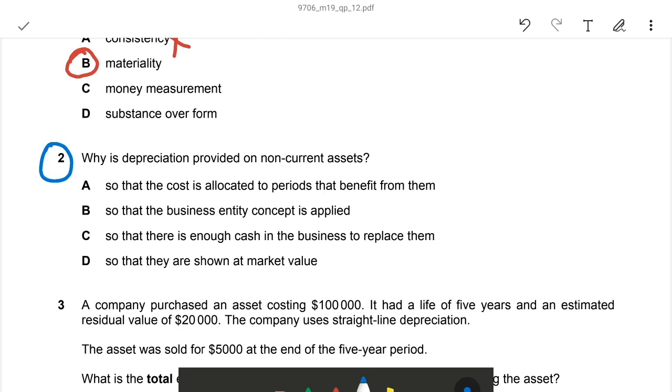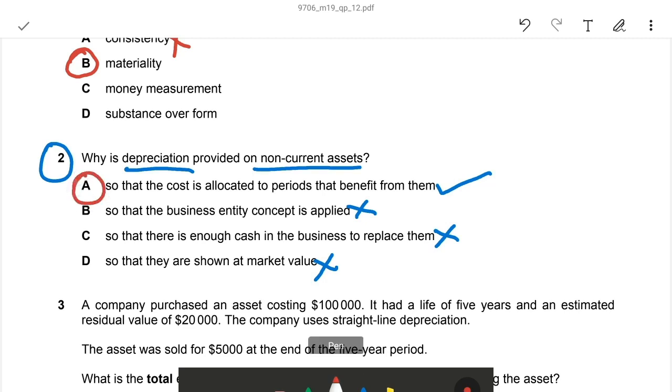Why is depreciation provided on non-current assets? First option, so that the cost is allocated to periods that benefit from them. Yes, the first option is correct. Second, so that the business entity concept is applied. Business entity concept means owner and business are entirely separate. Wrong. So that there is enough cash in the business to replace them. No, wrong. Shown at the market value. So the perfect answer is A.